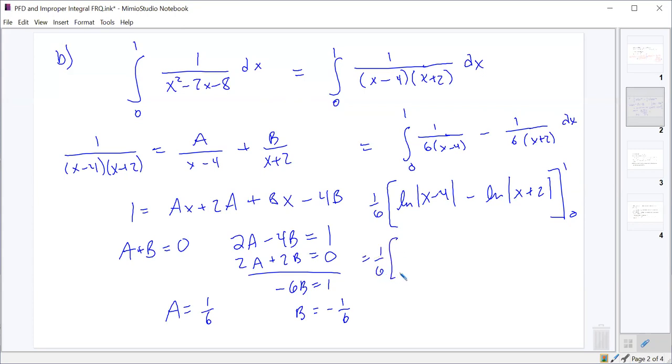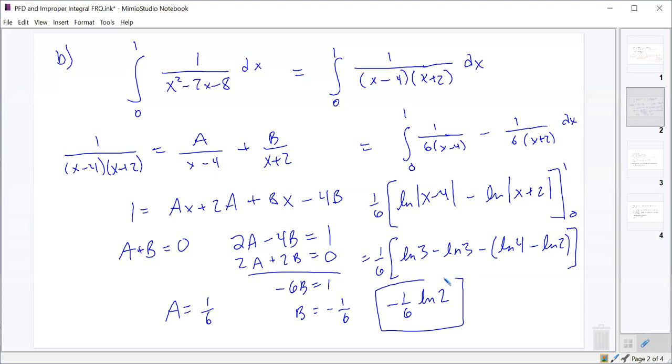So we got 1/6 natural log 3 minus natural log 3, and then minus natural log 4 minus natural log 2. And obviously natural log of 3s will cancel. So we end up with 1/6, and then natural log of 4 minus natural log of 2 is just natural log of 2. And so this becomes negative 1/6 natural log 2. Any questions there with that?